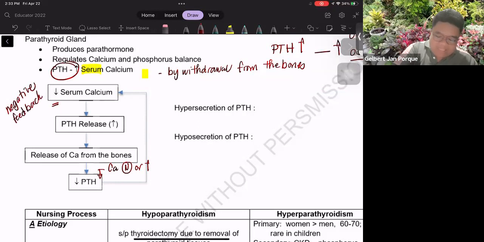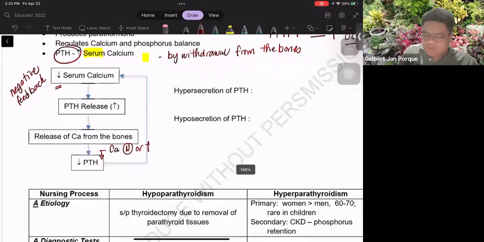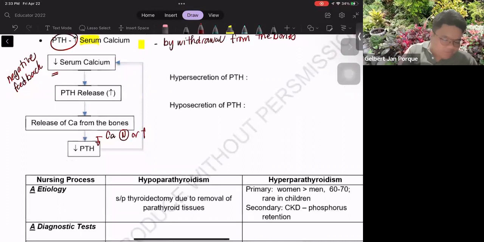Now, class, gahambal kita gali sang serum calcium, no? What's the normal levels, by the way, of your serum calcium? 9 to 11, that's a quick response. How about others?